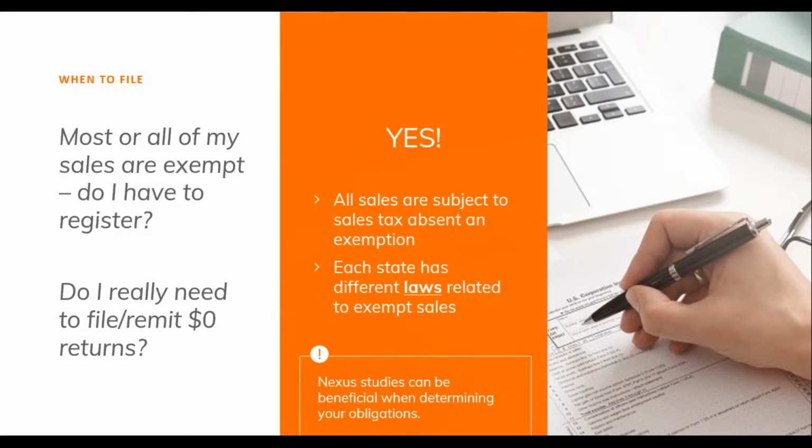Do you still have to remit $0 returns? Yes, absolutely. You need to report all of your earnings, and you need to report that we don't owe you tax because all of these things were exempt. And when you get audited, you need to be able to prove that you had those certificates on file, and that's the reason why you didn't charge tax on those orders.